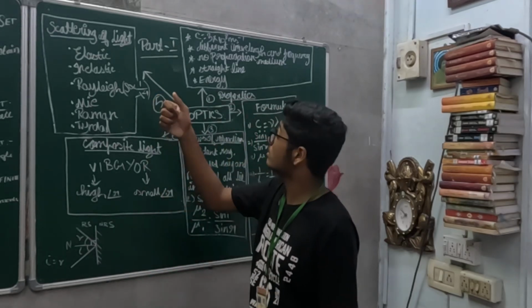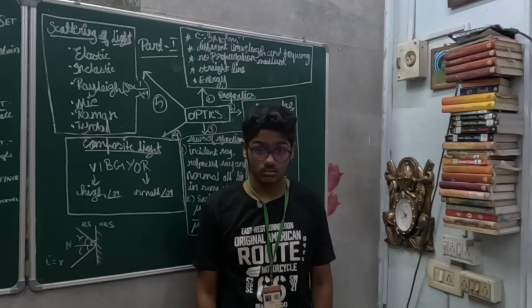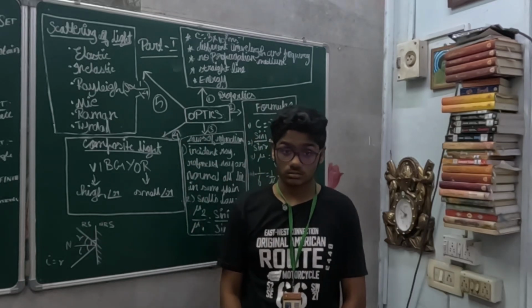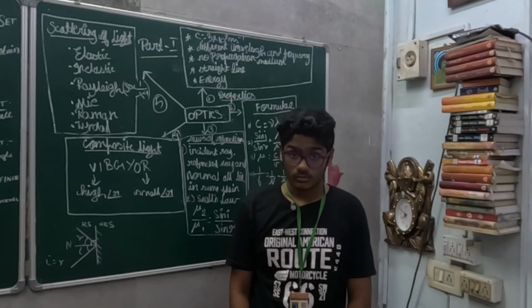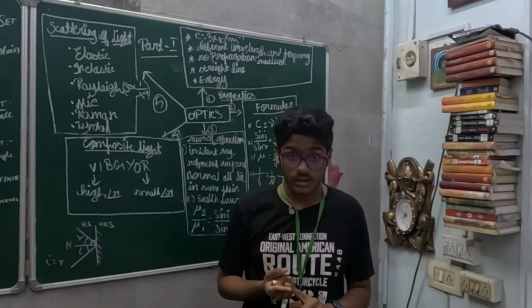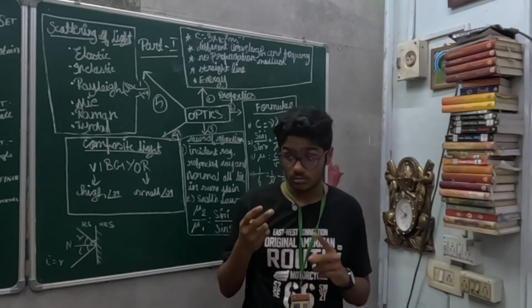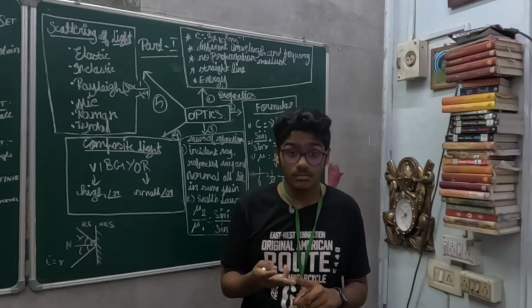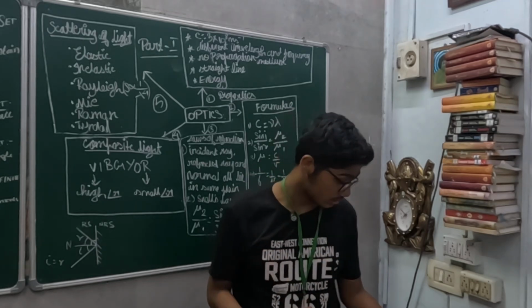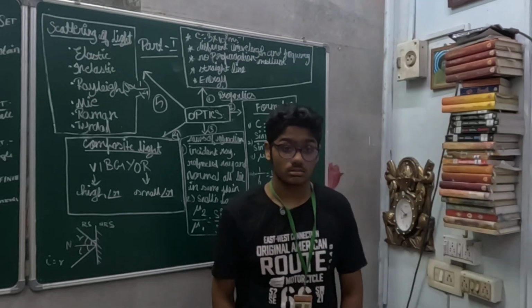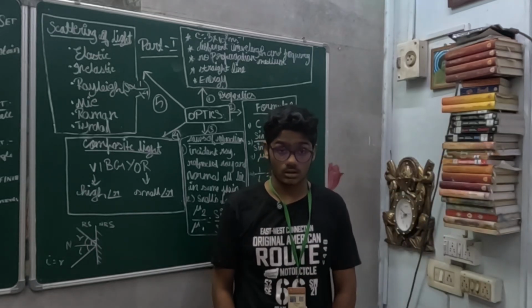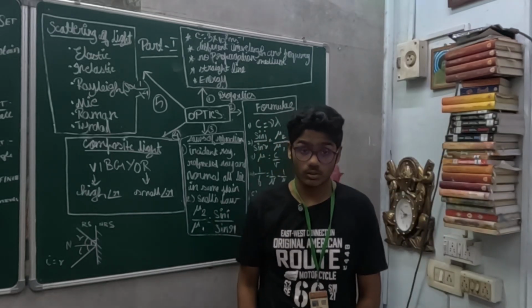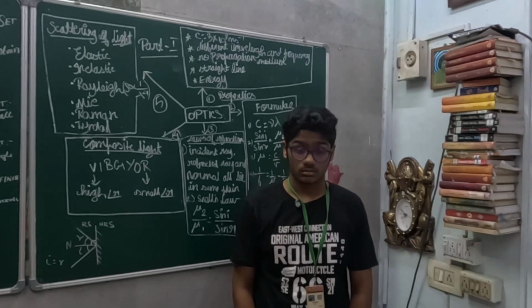We can see this further in part 2. So this is part 1. Part 2 will cover the structure of the eye, lenses, and ray diagrams. Okay, get part 2 ready and then you can proceed. So in part 1, optics, you have 5 important parts.